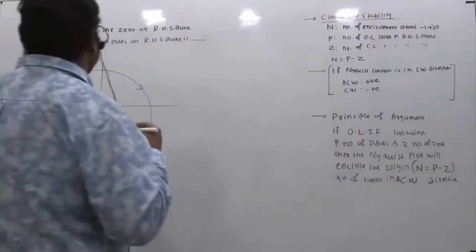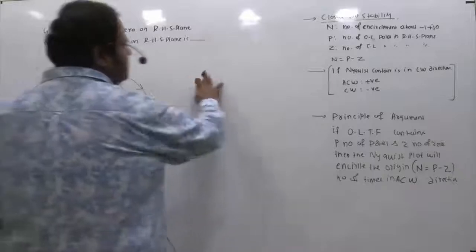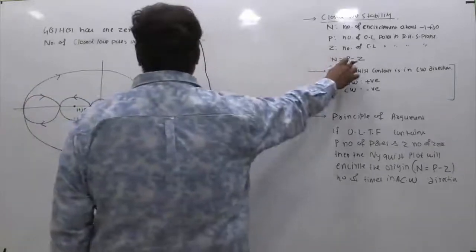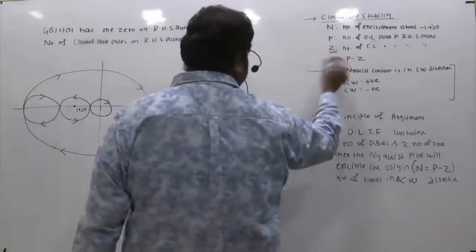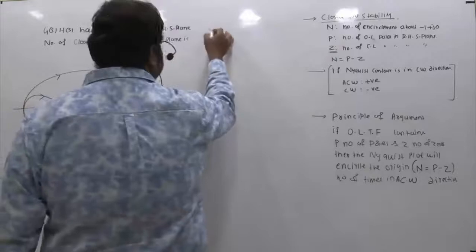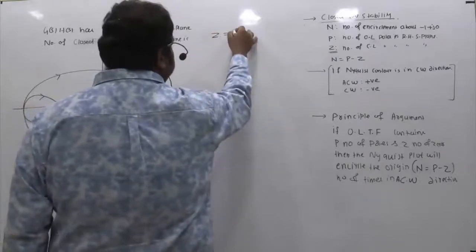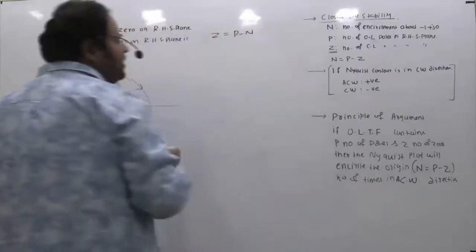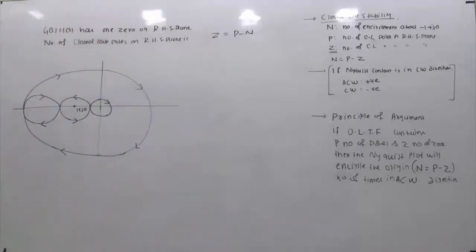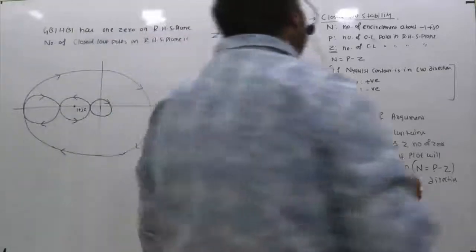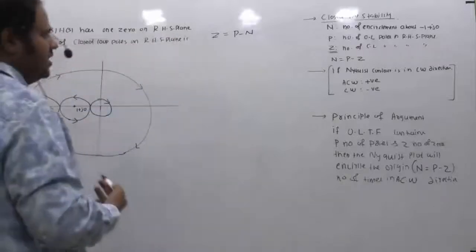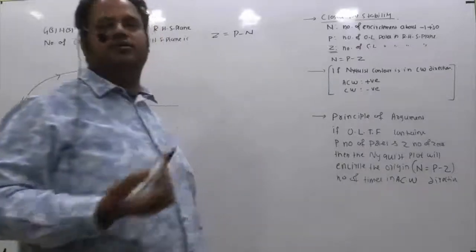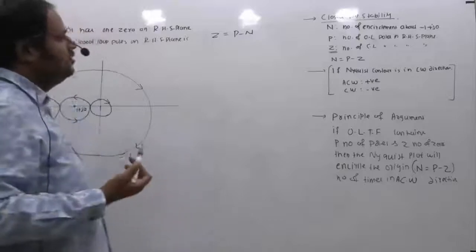The question asks for the number of closed loop poles. Based on the closed loop stability criterion, this is the equation we need. The number of closed loop poles is nothing but Z. If N equals P minus Z, then Z will be P minus N. Now what is this P and what is this N? P is the number of open loop poles in the right half of the S-plane. But in the question, they are telling only about 1 zero in the right half of the S-plane, so the information regarding poles is not given. But to give the final answer, we need that.